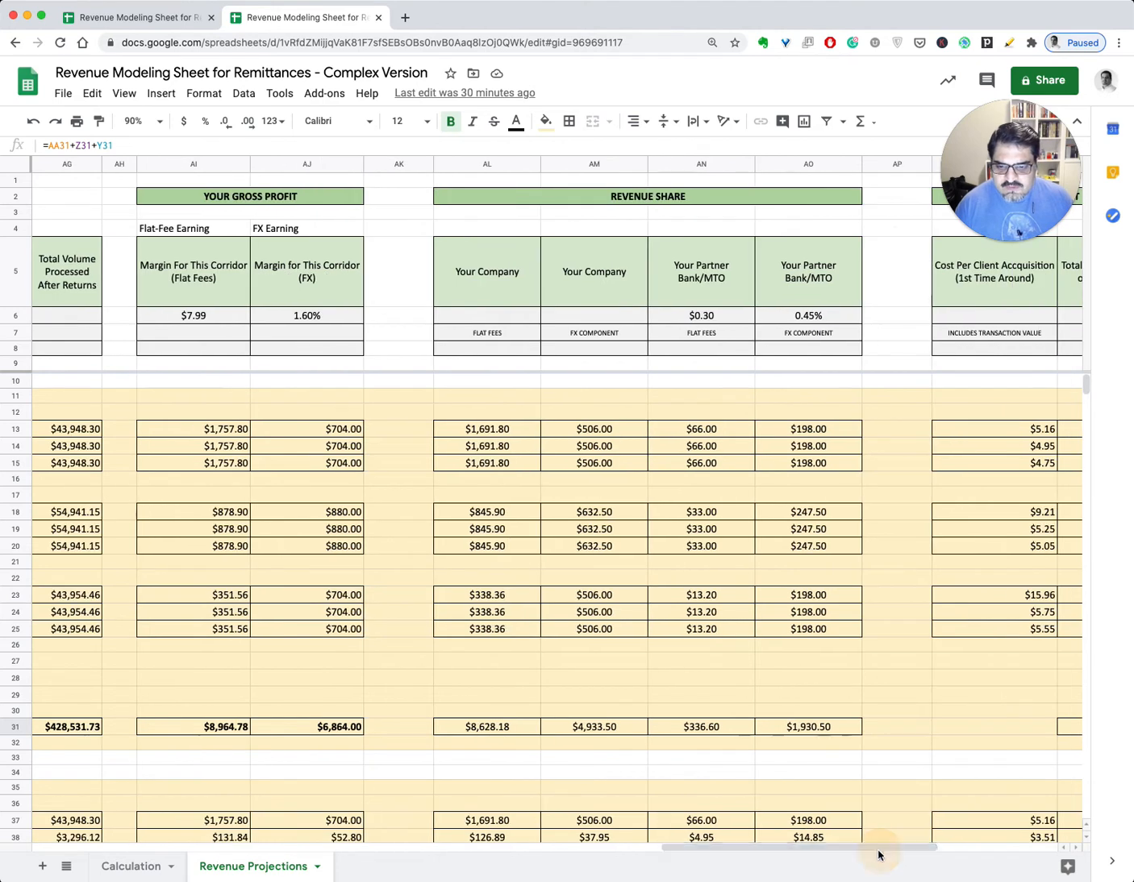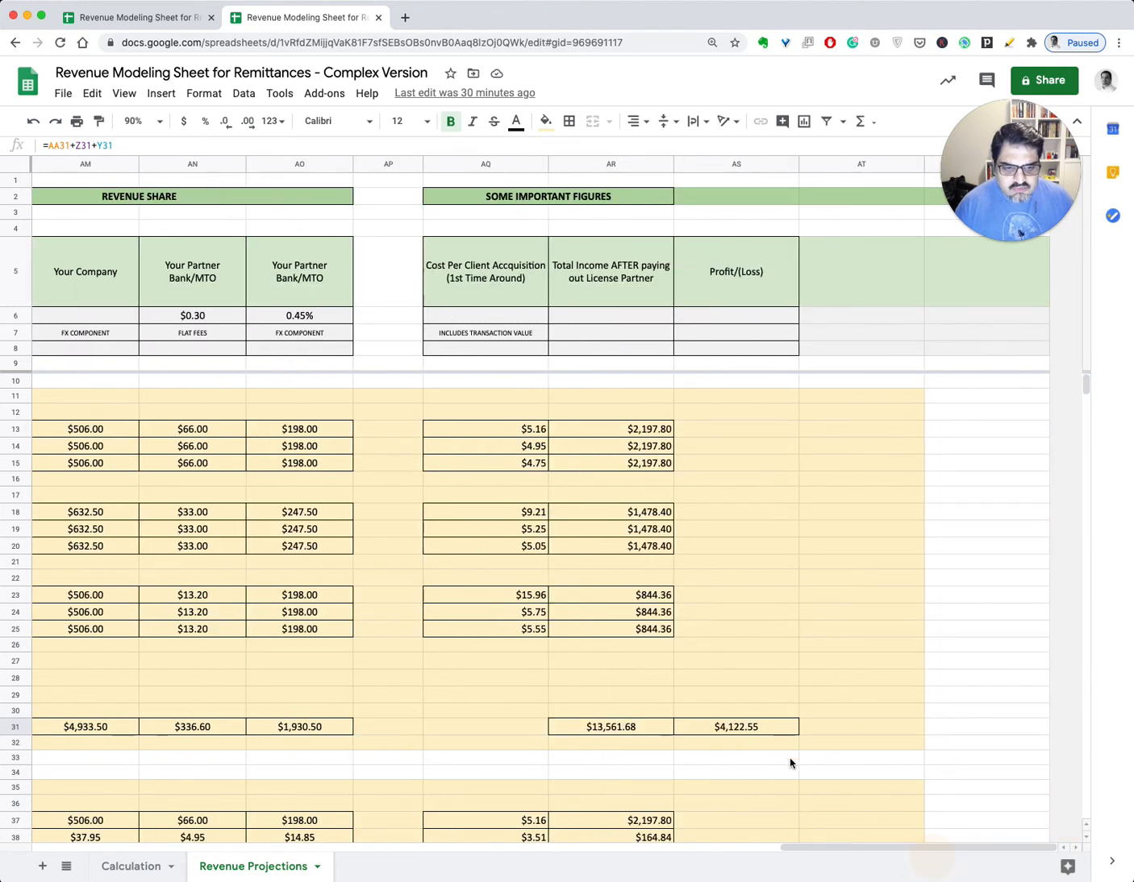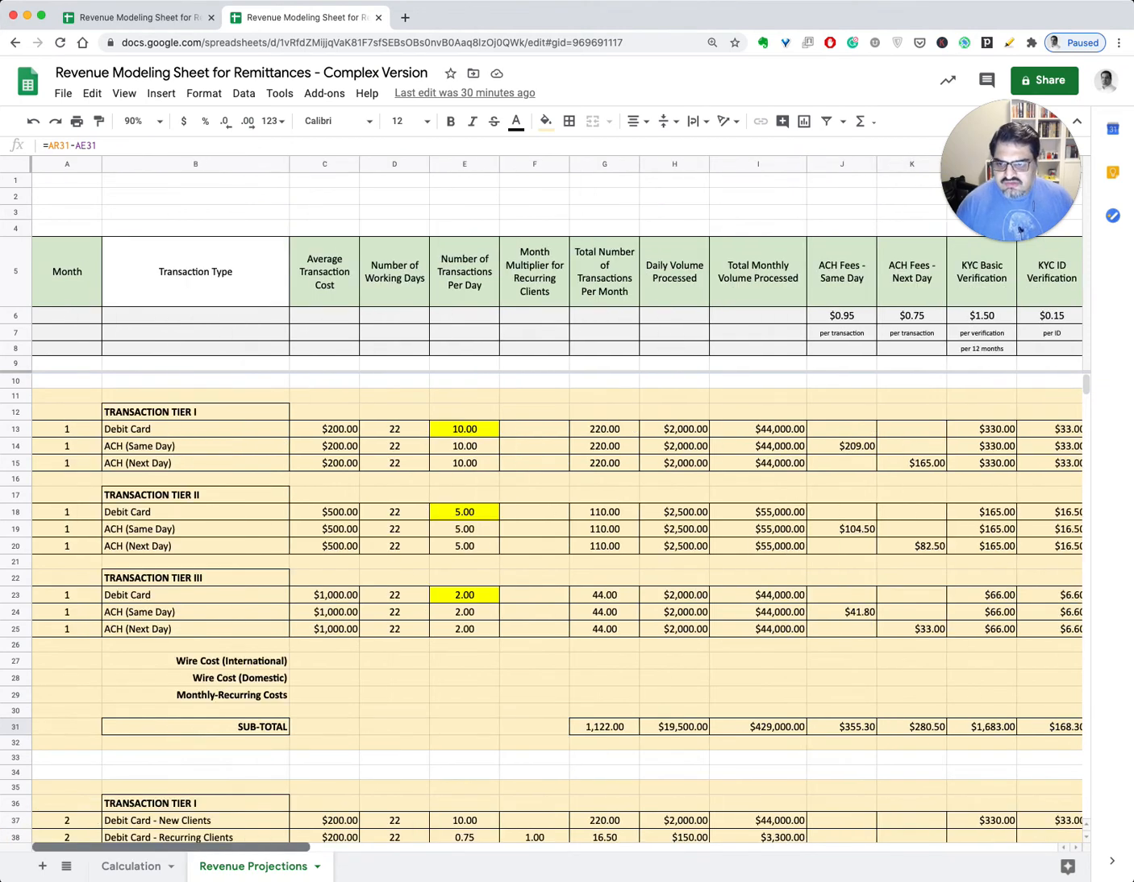returns and so forth, your gross profit, your share after you split it with your partner, and what you make per month. And with this model, like I said over here, we showed the three transaction tiers: tier one, tier two, and tier three. Each tier has debit, ACH same day, ACH next day, as you can see. And the tiers are basically 200, 500, and 1,000, and you can change those values.